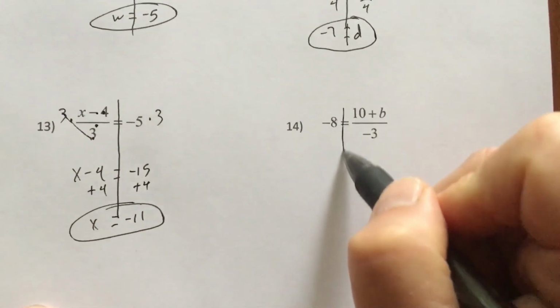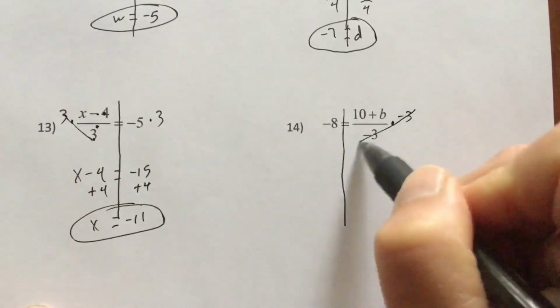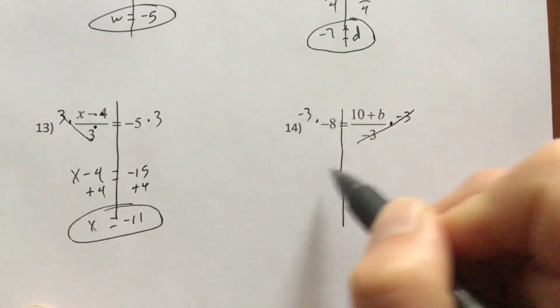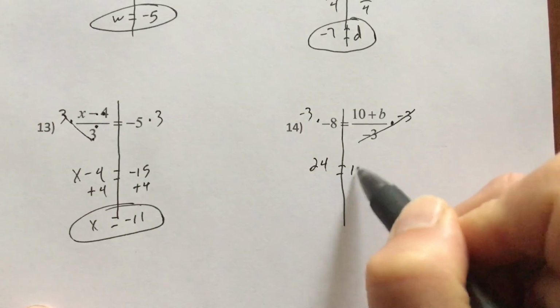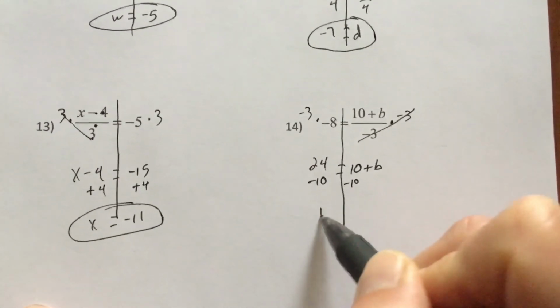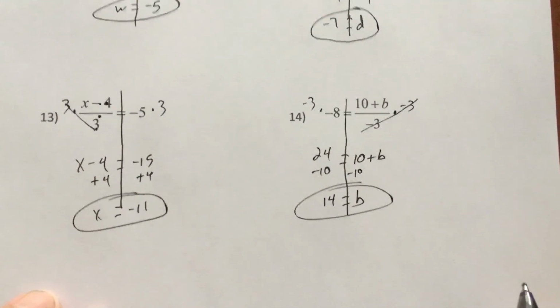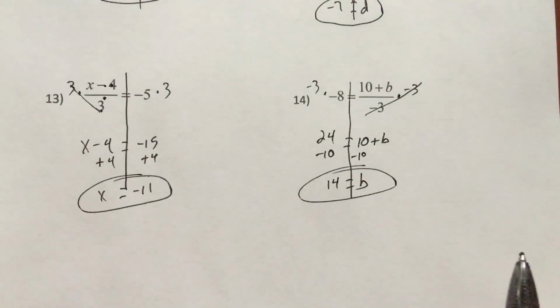Same thing on the last one. Everything's being divided by negative 3, so I'm going to multiply by negative 3, multiply by negative 3. 24 equals 10 plus b. Subtract that 10, and we end up with 14 equal to b. So hopefully that felt okay, and you're ready for our quiz tomorrow.